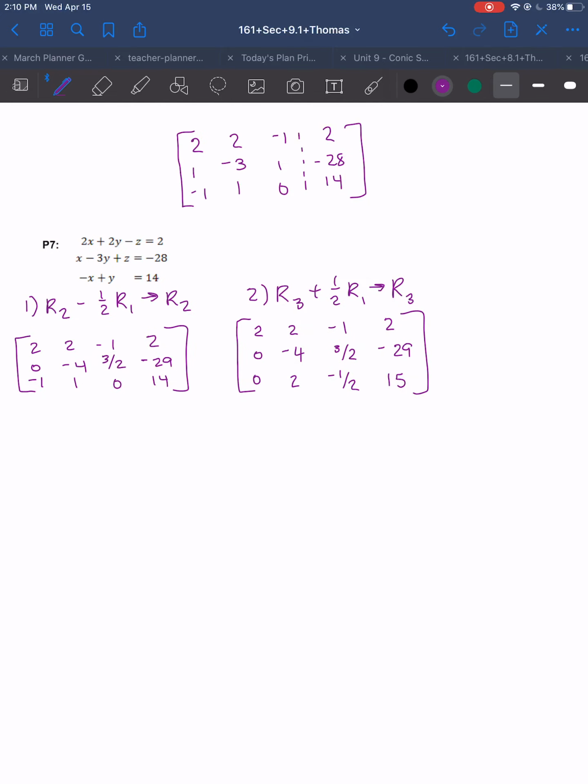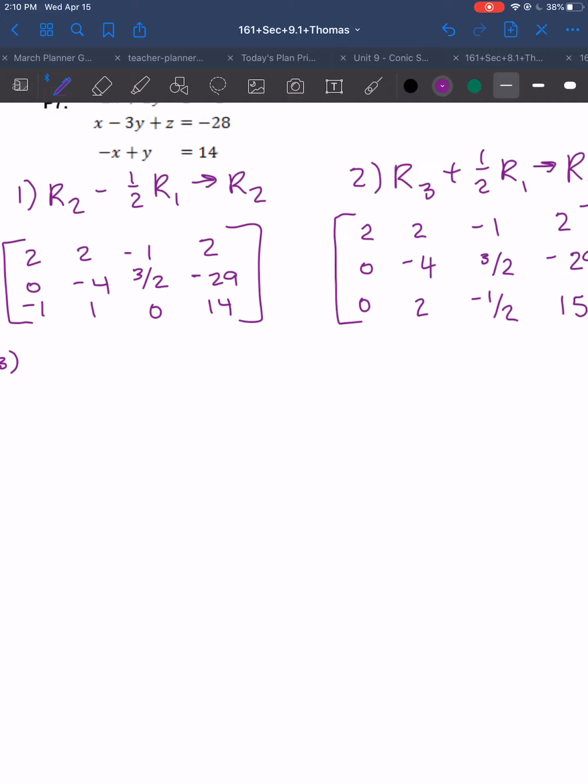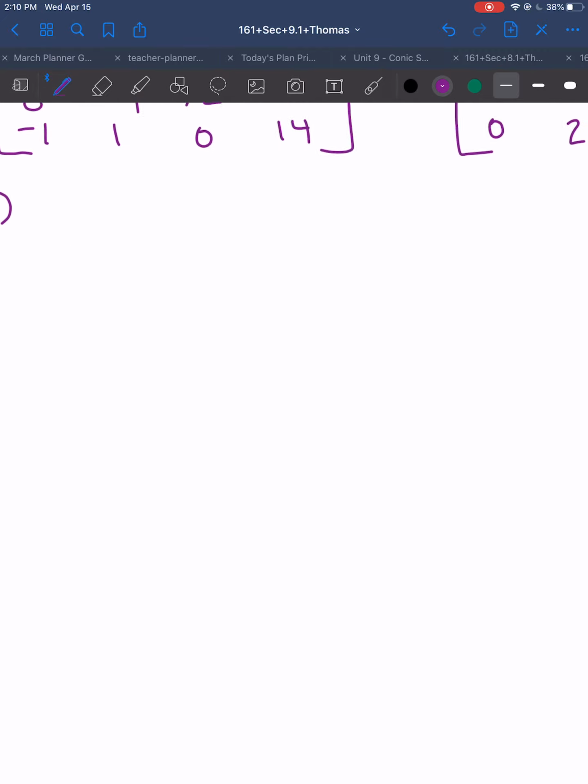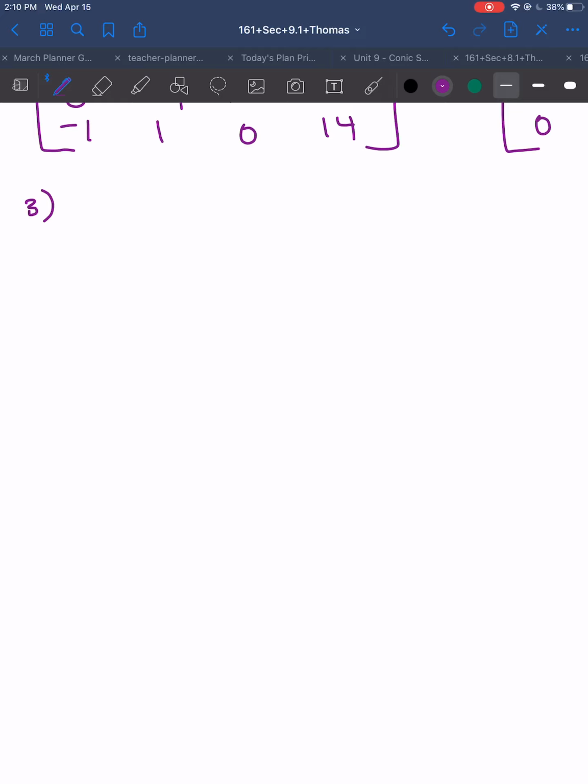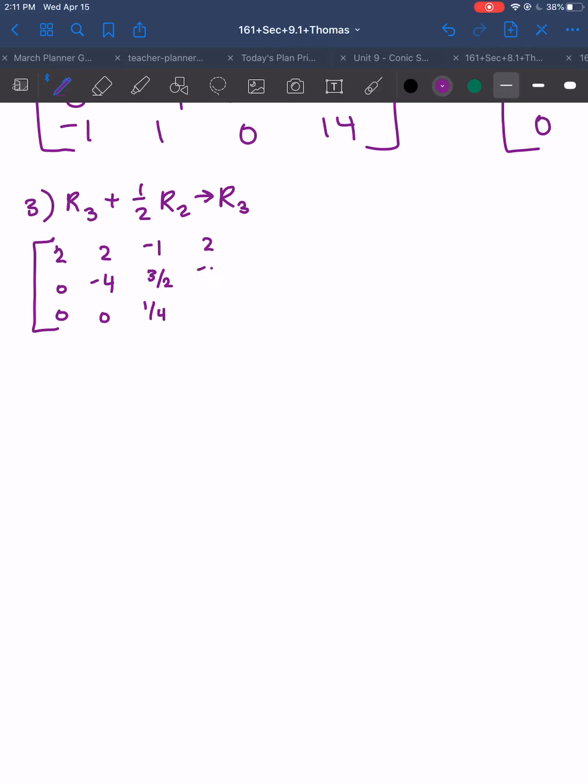And then the next thing I want is for this little guy right there to be a 0. So I'm going to zoom in just so it doesn't take as much room. I'm going to take row 3 plus 1/2 of row 2, and I'm going to put that in row 3. I'm going to get 2, 0, 0, 2, -4, 0, -1, 3/2, 1/4, and then I get 2, -29, and 1/2.